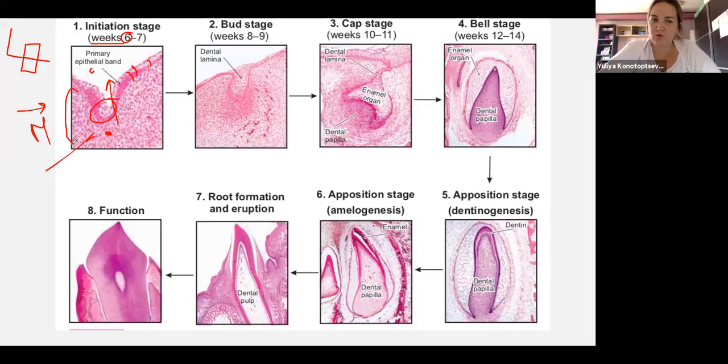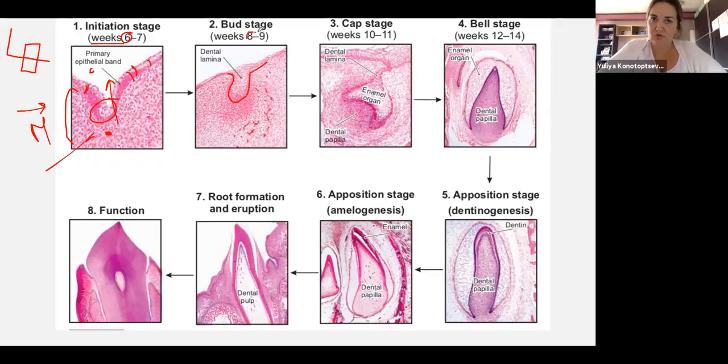Is it understandable more or less what you're looking at here? This is your future gum, this is your future bone, and you can see that this is the ectoderm. This is the oral cavity right here, this white space, and this is the mesenchyme. The initiation stage is very easy. Basically, the ectoderm is invaginating into the mesenchyme. It protrudes downwards like this, creating a C-shaped structure called a bud.